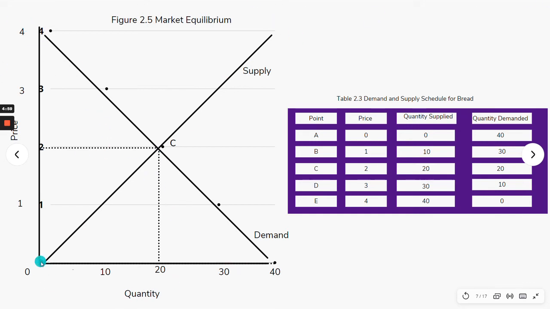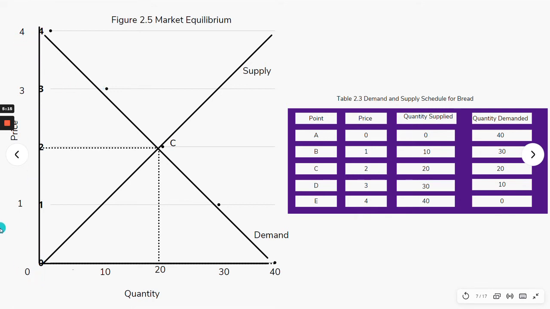If the price is 0, on the demand, you have 40. If the price is 1, your demand is 30. If the price is 2, your demand is 20. If the price is 3, your demand is 10. And at the price of 4, your demand is 0.